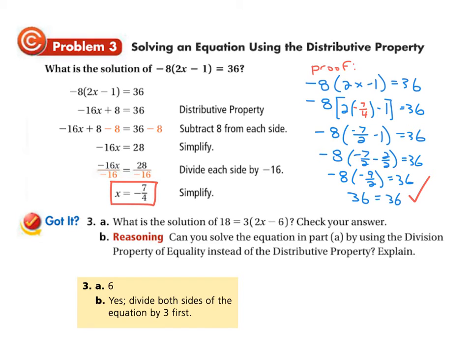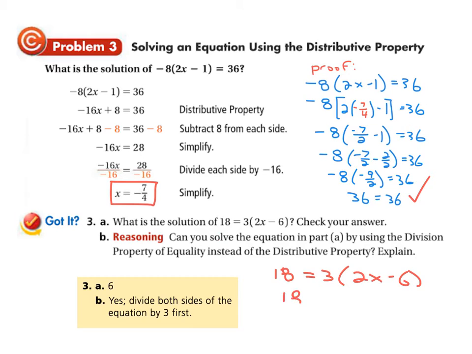Just wanted to throw something in here. What they were saying here, when they asked this question, could you, instead of distributing, which works, could you have just divided both sides by 3? Yeah, this is 3 times the entire side. So if you divide that side by 3, you're going to cancel that out. And if you divided that by 3, you would get down to just, let me write it, 8 equals 3 parentheses 2x minus 6.